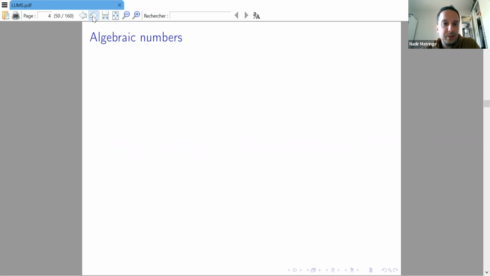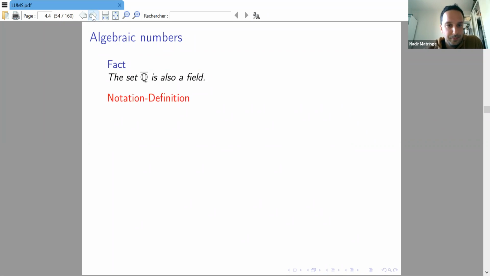Okay, so let's go back to algebraic numbers. The set of algebraic numbers Q bar is also a field. As I said, it is in fact the algebraic closure of Q. The fact that Q is a field is obvious, but this is a little exercise, which is non-trivial, let's say.